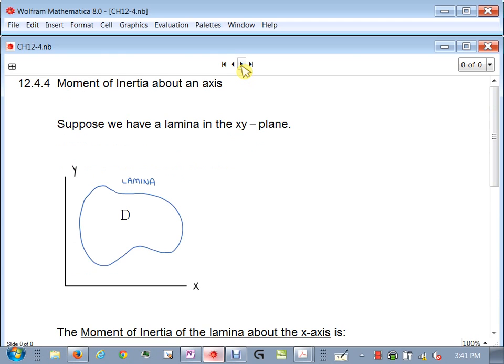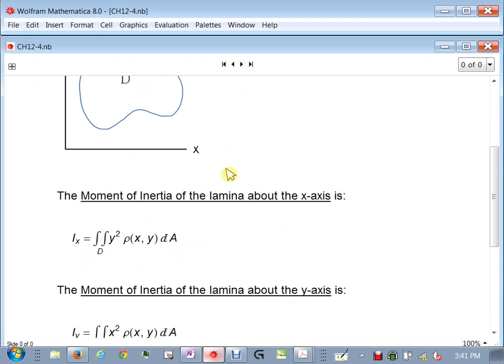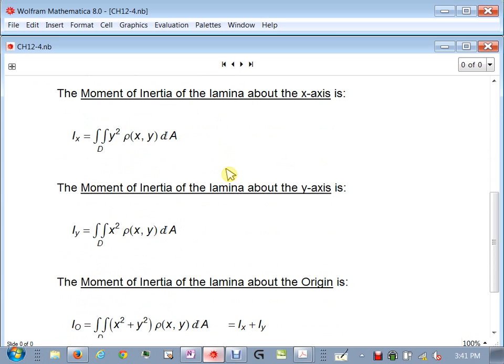Now, moment of inertia is a different formula that we have. It's basically the same as the moment, but it's the square of the distance. How would that change your moment versus your moment of inertia? What can you tell me about y squared and x squared? What will it always be? Positive, right? It'll always be positive. So the moment of inertia takes away which side of the axis you're on. So it won't affect it with a negative sign.